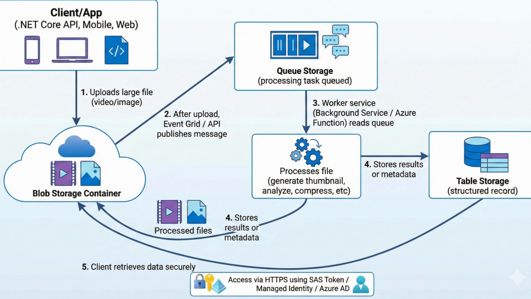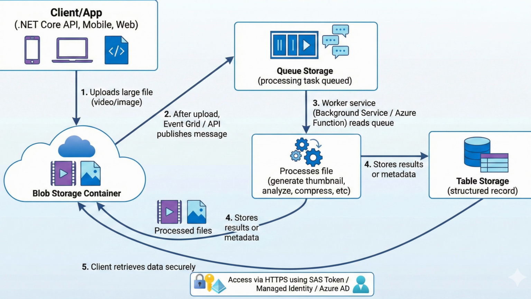Once the upload is completed, the client triggers a notification. This is done through services like Azure Event Grid or Azure Pub/Sub mechanisms. The role of Event Grid here is to publish an event saying, "A file is ready for processing." The system does not process the file immediately at the client level. Instead, it pushes the processing task into Azure Queue Storage.